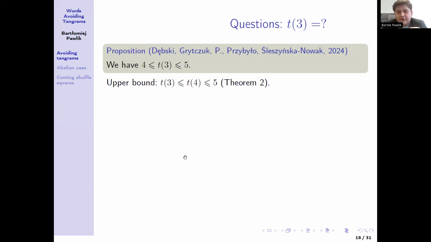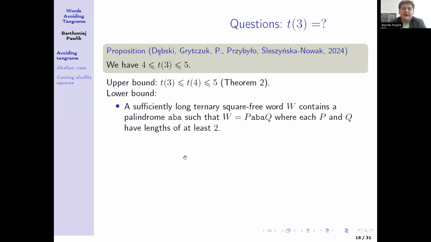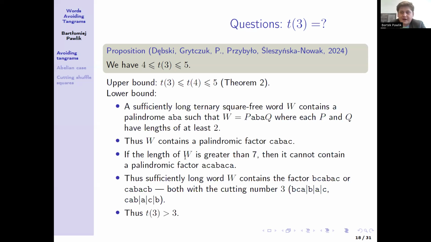The upper bound is straightforward from the de Bruijn conjecture in this theorem of ours, theorem 2, this linear bound. And for the lower bound, we use the argument that a sufficiently long ternary word contains this palindromic interior factor. And then we generated the unavoidable Tangram factor, which requires three cuts. So we get the lower bound. The ternary alphabet is not sufficient.